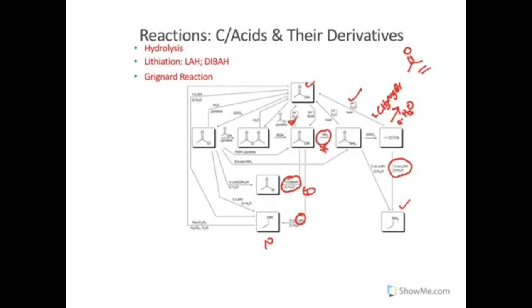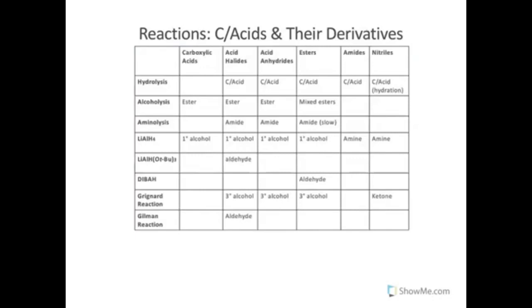Amides can only undergo a few reactions under these processes. Specifically, the primary amide we can transform into a nitrile if we use thionyl chloride. We can also do hydrolysis, which is a very slow process for this reaction. And the other reaction we could do is to transform amides into amines if we use lithium aluminum hydride.